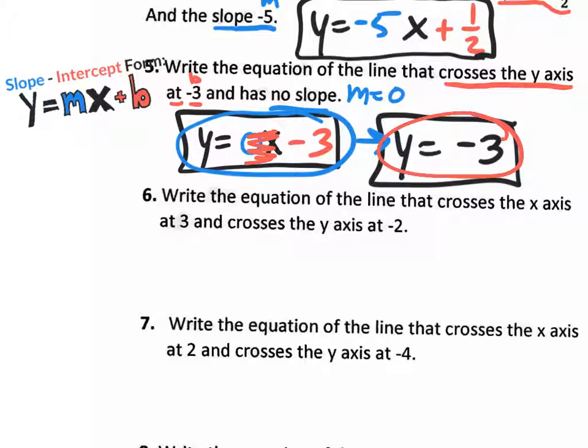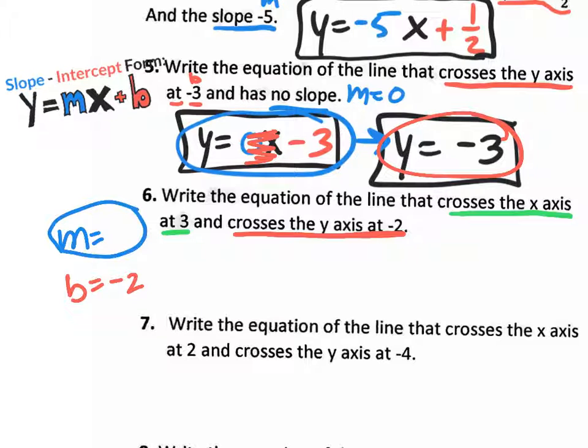Number 6, write the equation of the line that crosses the x-axis at 3 and the y-axis at -2. So they're not giving us the y-intercept directly. They're telling us with this information that it crosses the x-axis at 3, and it crosses the y-axis, this is the b value, at -2. We always need two things to write any equation: we need the m value and we need the b value. So far, they've given us the b value, which is -2. And the only way to find m would be to count rise over run, and the only way to count rise over run is to draw it. So let's do a quick sketch here.